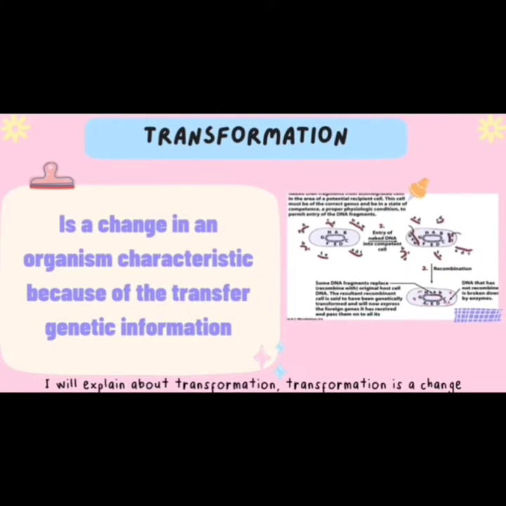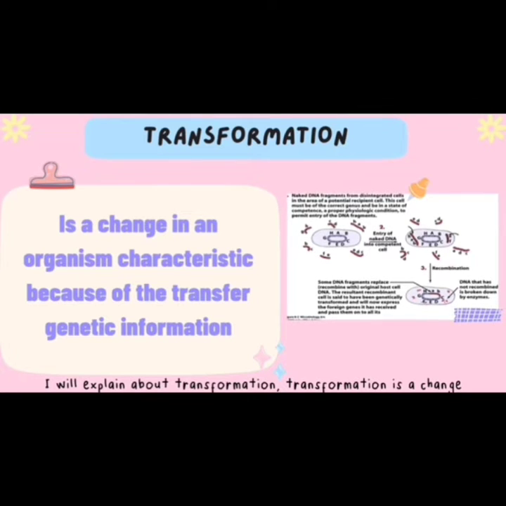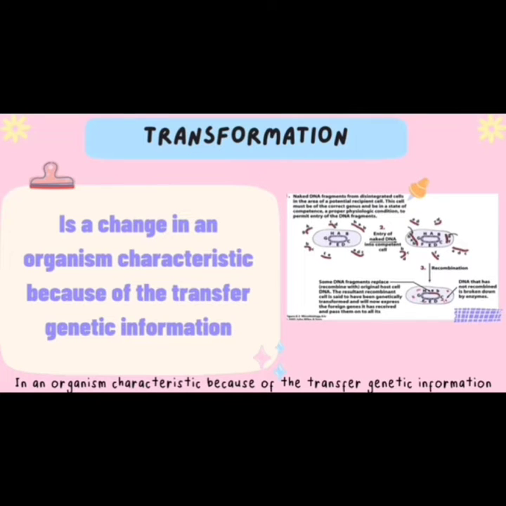I will explain about transformation. Transformation is a change in an organism's characteristic because of the transfer of genetic information, meaning that bacteria will pick up the suitable cell and it will get into the genetic composition. But if it's not suitable, it will be broken down by the enzymes. After that, we will get a new bacteria with a new genetic composition.